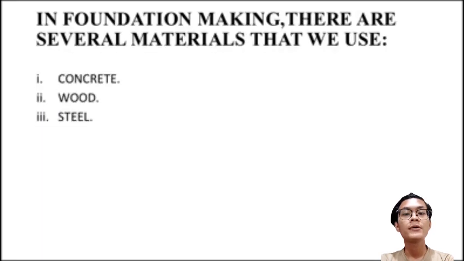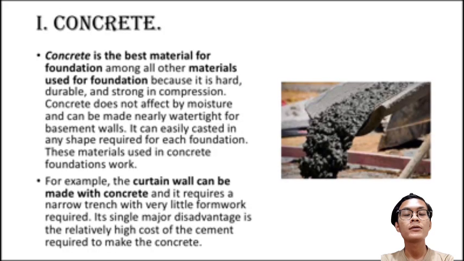In foundation making, there are several materials that we use: concrete, wood, and steel. Concrete. Concrete is the best material for foundation among all other materials used for foundation because it is hard, durable, and strong in compression. Concrete is not affected by moisture and can be made nearly watertight for basement walls. It can easily be cast in any shape required for each foundation.